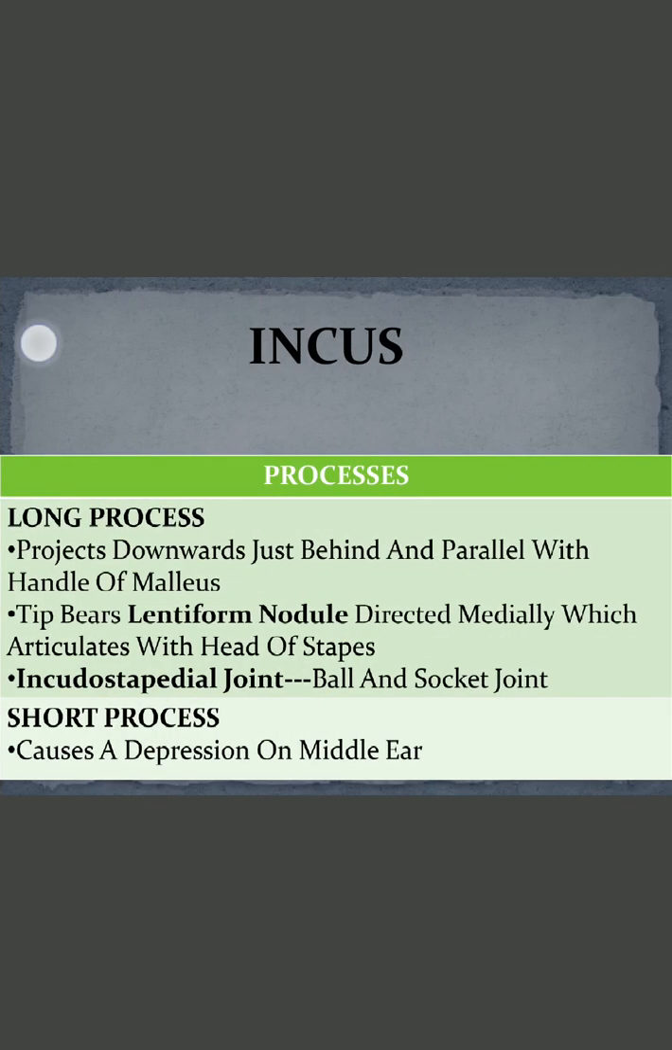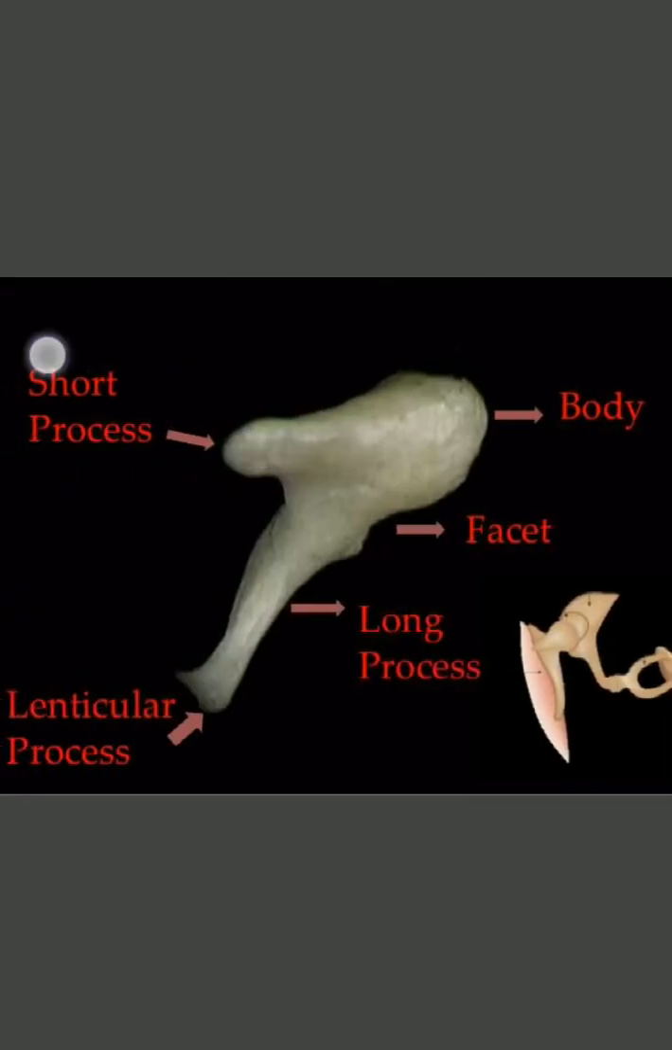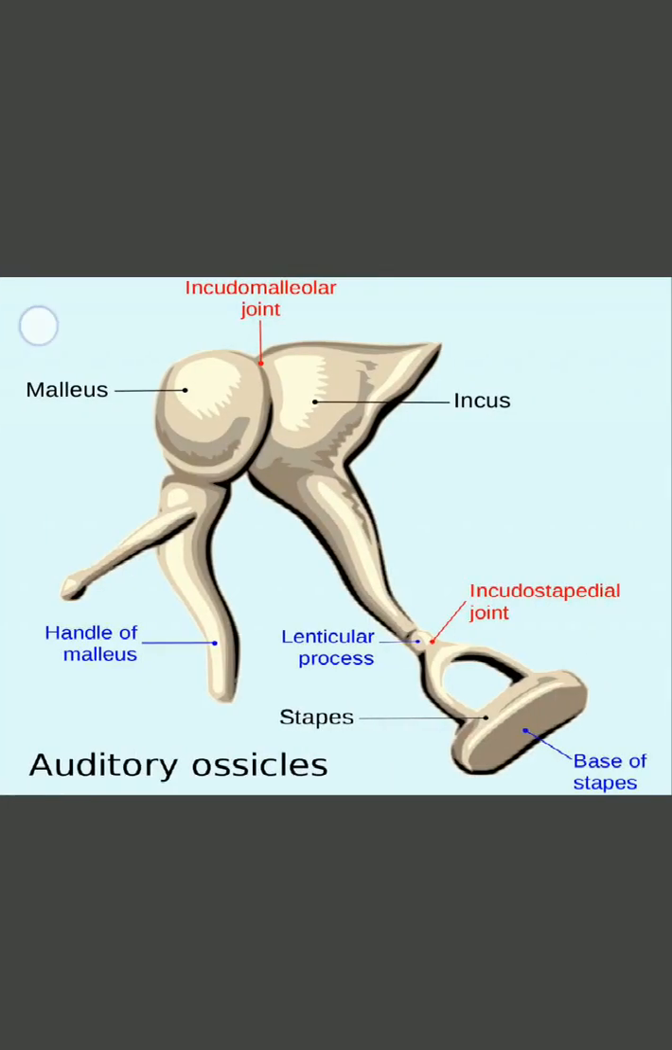Incus also has a short process, and this short process causes a depression on the middle ear, which is known as fossa incudis. So this is the short process of the incus, and this process causes a depression in the middle ear cavity, which is known as fossa incudis. Here you can see this is the incudomalleolar joint, and here is the incudostapedial joint.